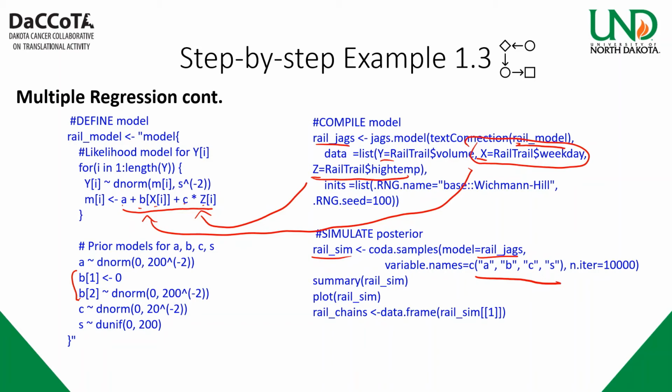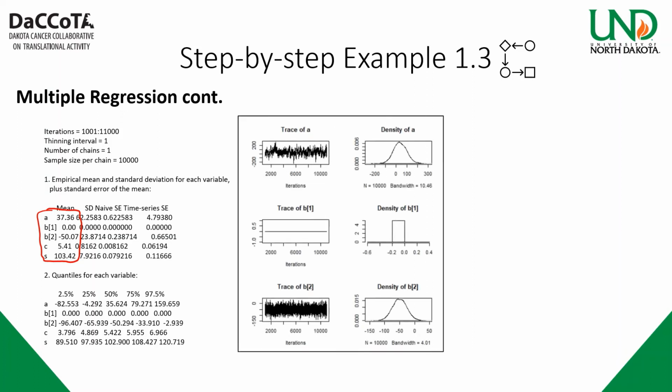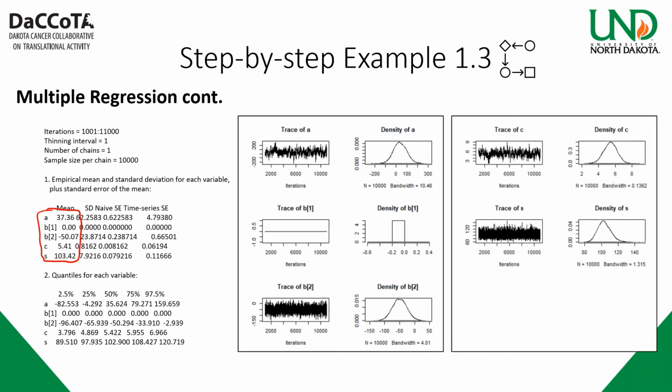and then we're going to create a new data frame here. So this is what the outcome looks like here. We have means for all these parameters, quantiles. This is what comes up here. So density of A looks like it'd be about 0. Density of B, that's flat. Density of B2 is around -50. C is around 4 or 5, and then S is here.